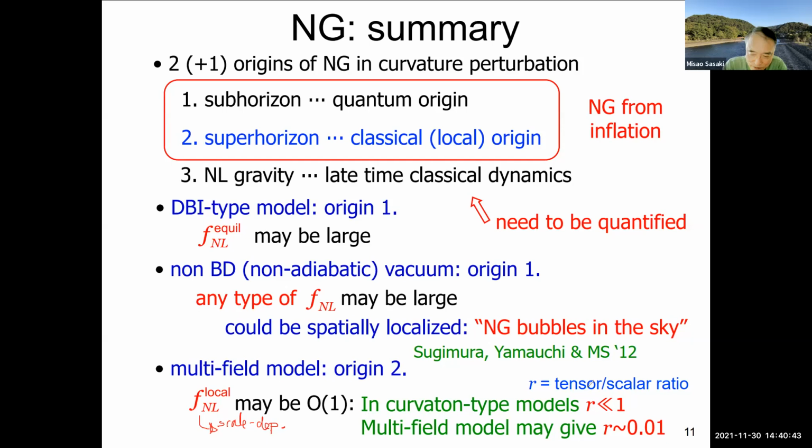Another case is the multi-field model. The curvaton is one of the multi-field models, but if you consider some general multi-field model, then of course you may have a very large tensor-to-scalar ratio and very large local non-Gaussianity, which may even be scale dependent. So this multi-field case is in a sense the most interesting, because you can play with any type of those models and make interesting predictions. And if any such predictions are confirmed by future observations, then you get something.